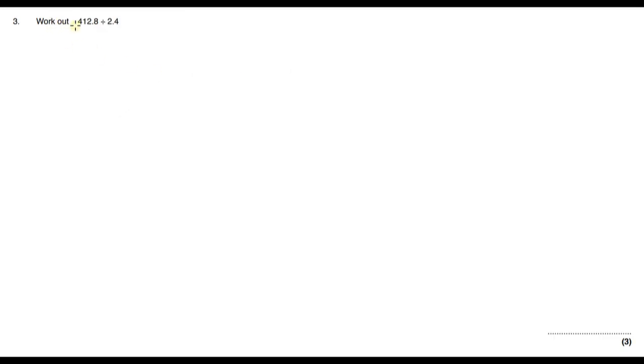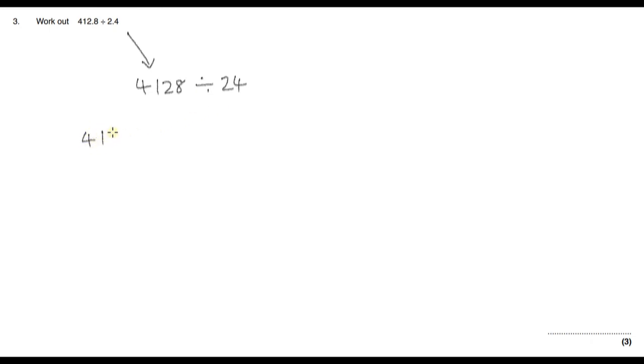Question 3, work out 412.8 divided by 24. Might look a bit complicated, but I'm just going to change this calculation. Instead of doing this, I'm going to do 4,128 divided by 24. These two calculations are exactly the same. The reason for that is because I've multiplied this number by 10 and I've also multiplied this number by 10. So I'm not changing the value of the calculation. So let me just write this as a fraction.